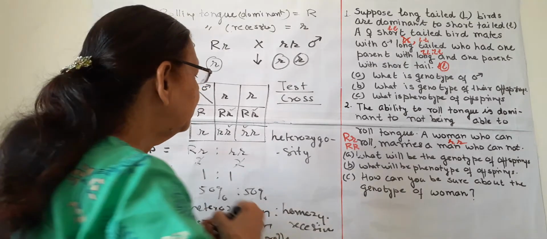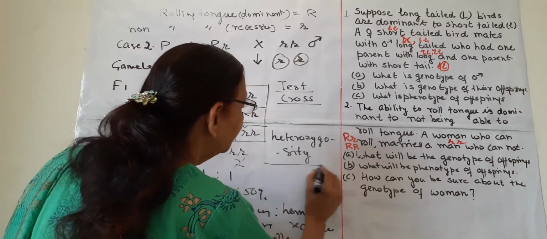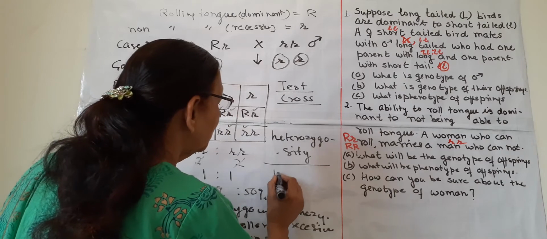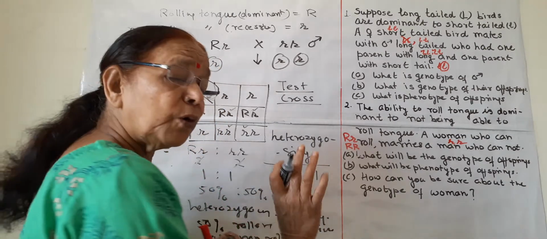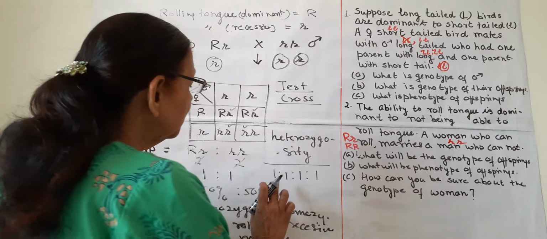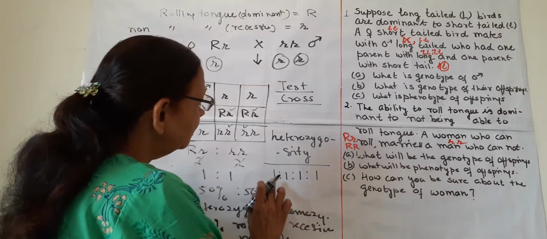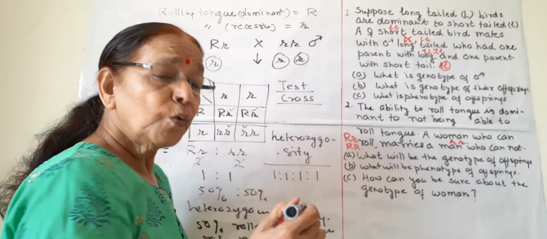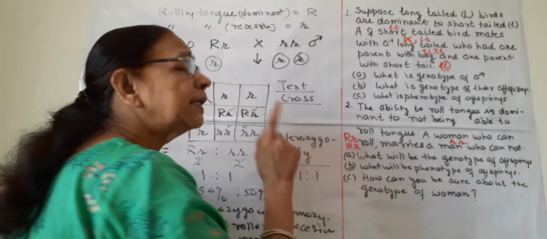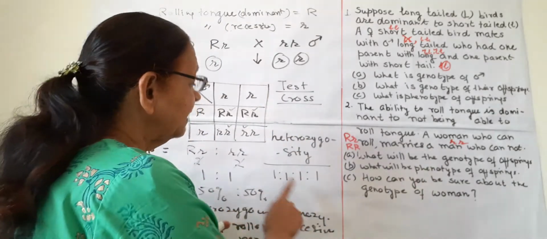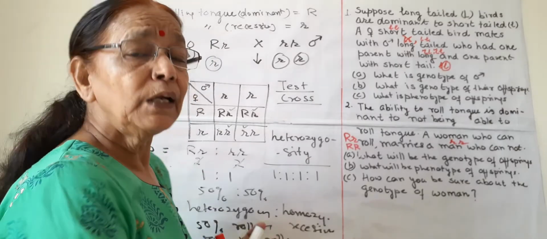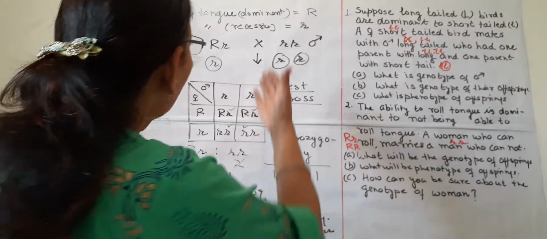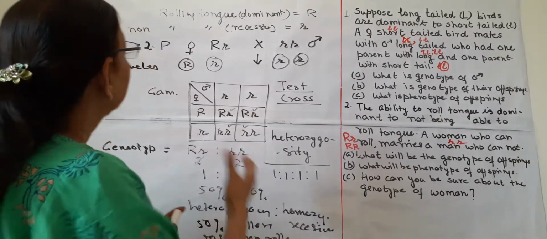We will see in the next class that in dihybrid test crosses, 4 types of individuals are formed. So their ratio is 1:1:1:1. This is the ratio for test cross in dihybrid. And this is the ratio for test cross in monohybrid. So you have to write clearly like this.